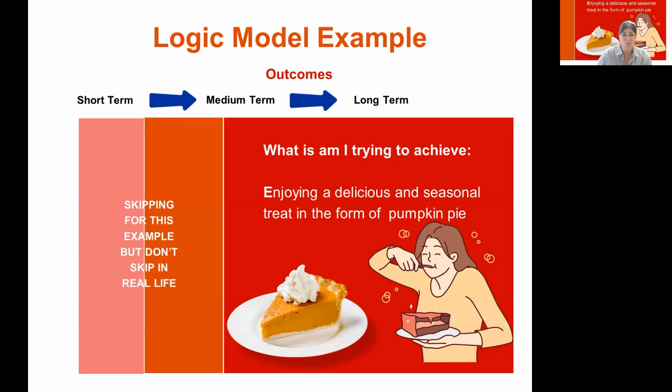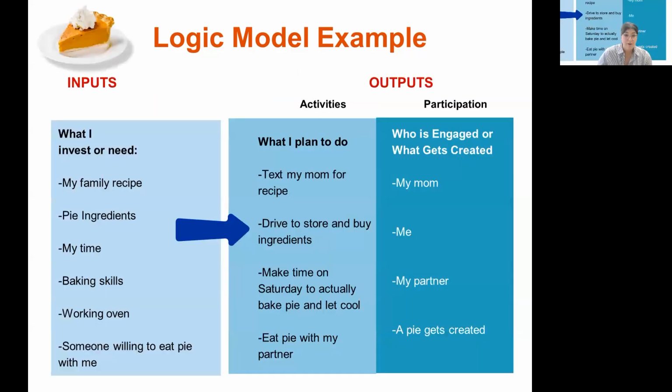That is the outcome we are after. For this specific example, we're not going to fill in medium and short-term outcomes because there are none for eating pie. However, if I was making these going backwards for that ultimate outcome, right? And I'm looking at the participation and activities category, right? Who gets engaged or what gets created? Well, thinking about these activities and participation pieces and how they need to work together is really important here.